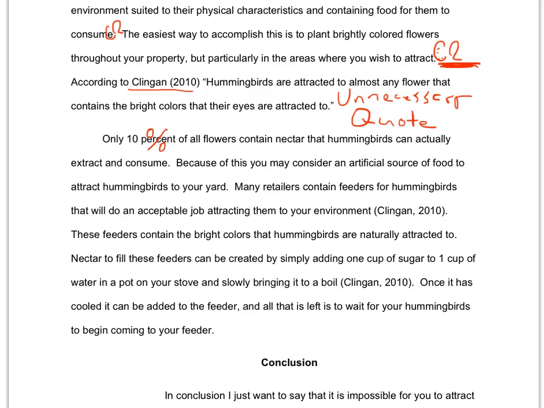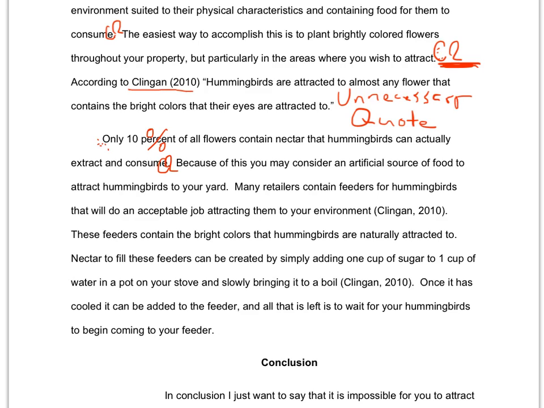Of all flowers contain nectar that hummingbirds can actually extract and consume. Because of this, you may consider an artificial source of food to attract hummingbirds to your yard. Wait, where did this information here come from? Where did the only 10% of all flowers come from? Need a citation there. Because of this, you may consider an artificial source of food to attract hummingbirds to your yard. You don't need a citation there. You're just interpreting the information you've provided in your paper, so you don't need a citation.